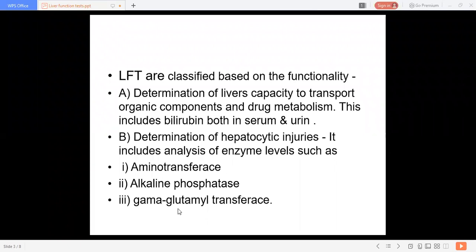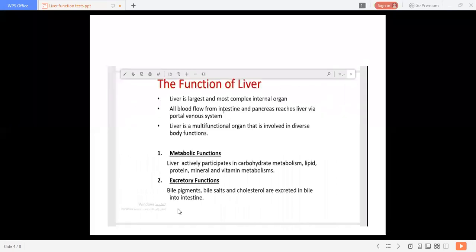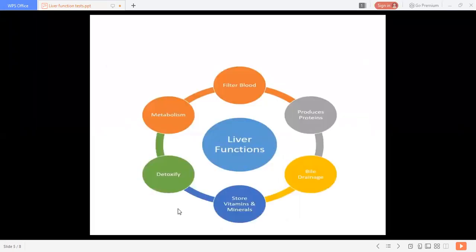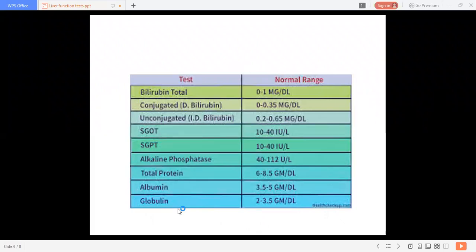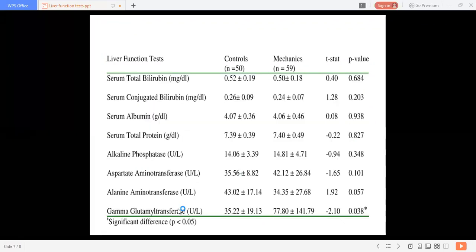About gamma glutamyl transferase, it is present in the microsomes of hepatocytes, and its levels are higher in infants and older individuals. Gamma glutamyl transferase.